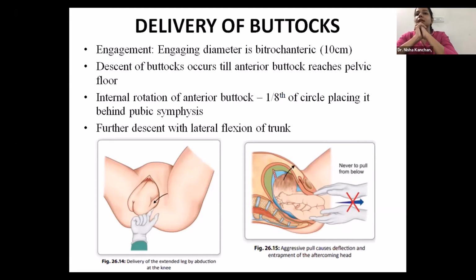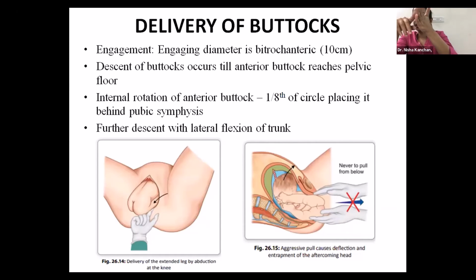Okay, the engaging diameter is bitrochanteric. In left sacro-anterior position, it enters into the oblique diameter and enters into the pelvis. There is descent with compaction. Anterior buttock reaches the pelvic floor. Internal rotation is trying to get it into AP, so the buttocks come into AP diameter, 1/8 of a circle.